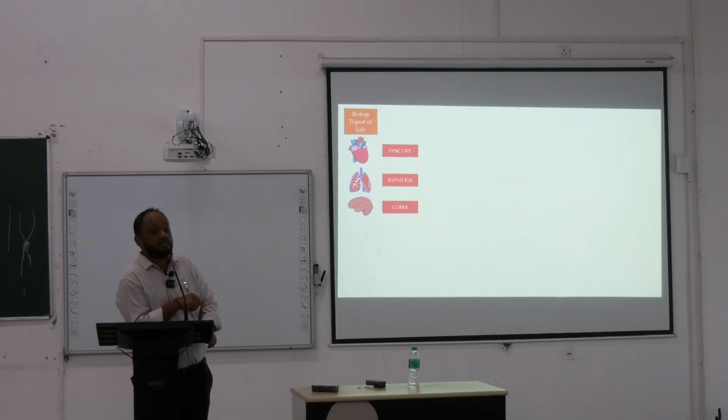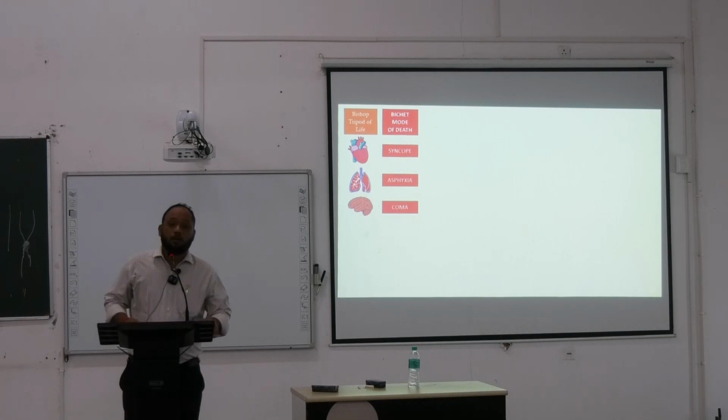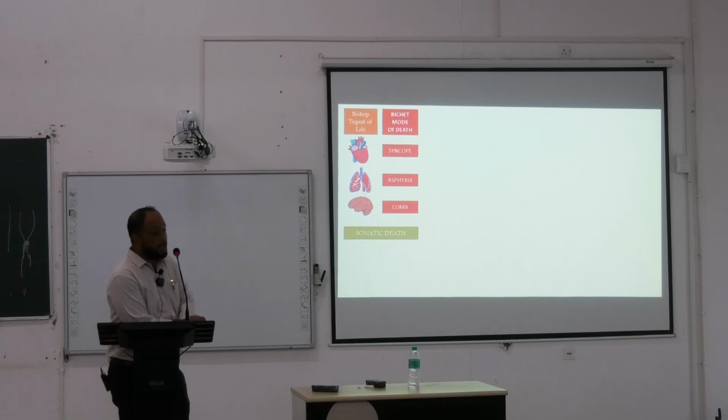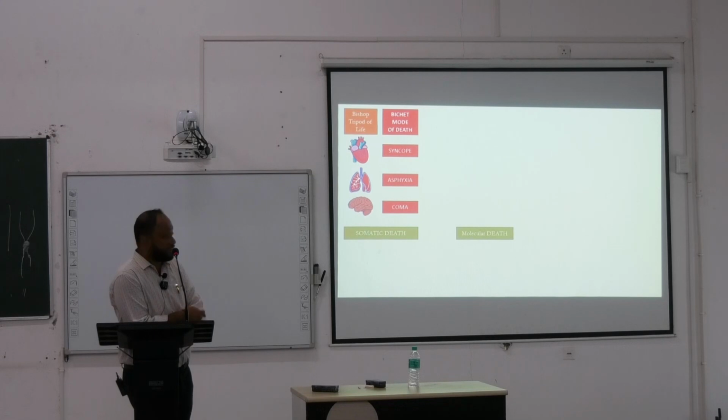This is called the tripod of death, Bichat. Mode of death, 3 modes of death. Okay? Now, what were the signs of death? 3 different types of signs of death. Does something come to mind? Okay. 3 different types of signs. What's a type of death? Somatic death, and after that, molecular death. In between somatic and molecular death, what is there? The period is called the supravital period.